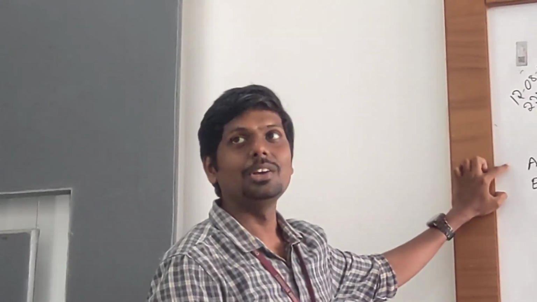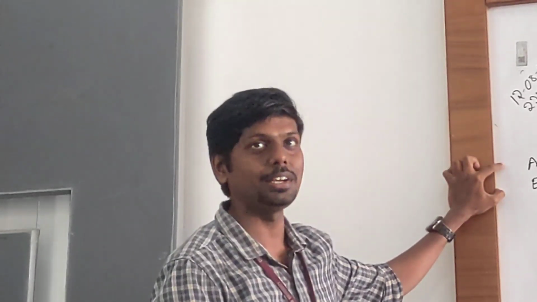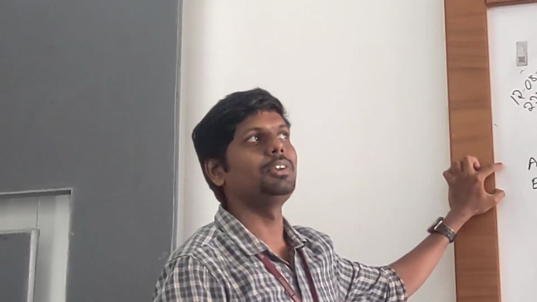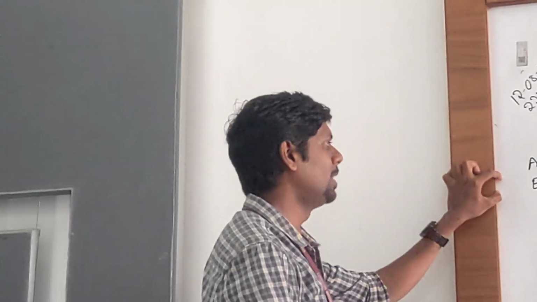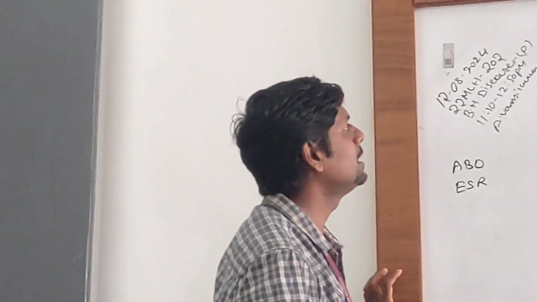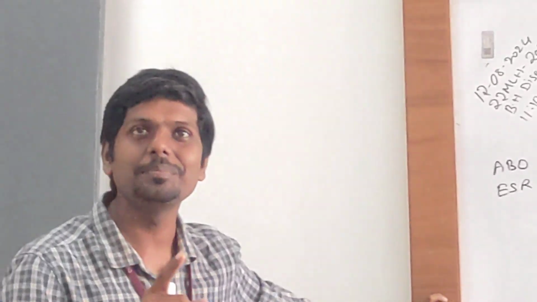Who discovered ABO? Karl Landsteiner. Universal donor? O negative. Universal recipient? AB positive. Very good. What is the color of RhD? Colorless. The Rh factor was discovered in the rhesus monkey. Very good. Who discovered the Rh factor? Alexander Wiener.